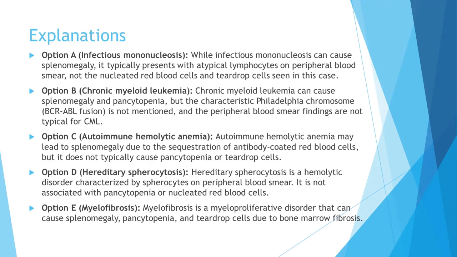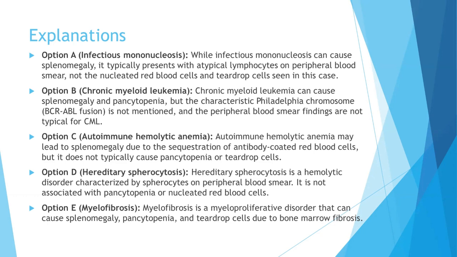It typically presents with atypical lymphocytes on peripheral blood smear, not the nucleated red blood cells and teardrop cells seen in this case. Option B, chronic myeloid leukemia, can cause splenomegaly and pancytopenia, but the characteristic Philadelphia chromosome is not mentioned. Autoimmune hemolytic anemia may lead to splenomegaly due to the sequestration of antibody-coated red blood cells, but it does not typically cause pancytopenia.